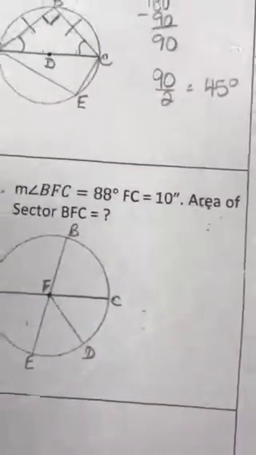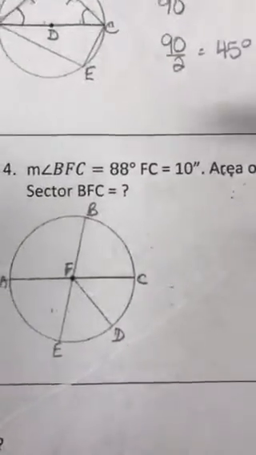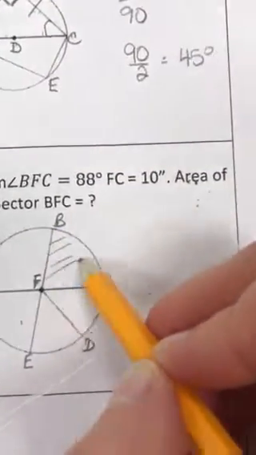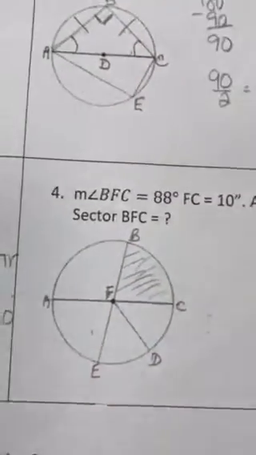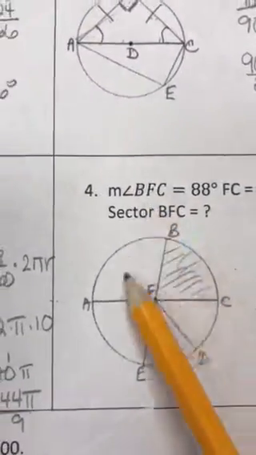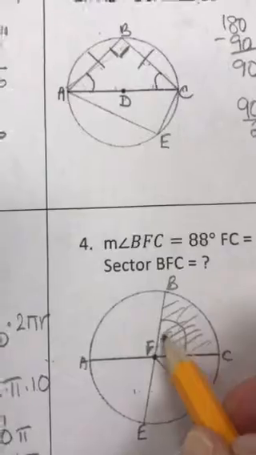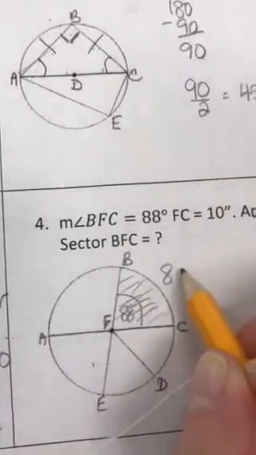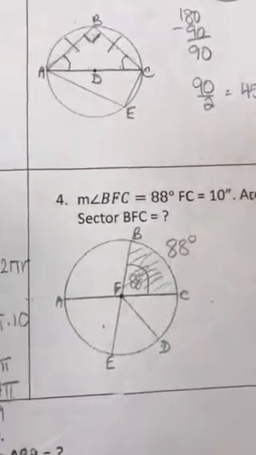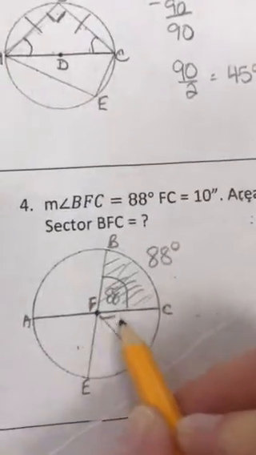Over here, number 4, we want to find the area of the sector, BFC. So that's this. We want to find that area. So BFC, the angle, again, is 88. So I know this arc measure is going to be 88 degrees, and FC is 10 again.